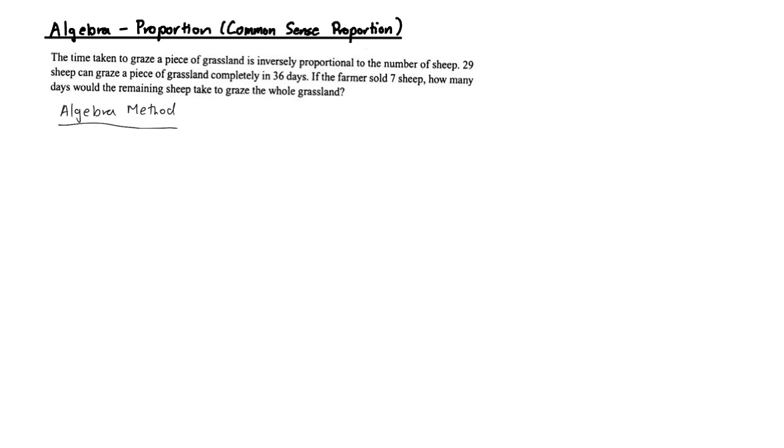The time taken to graze a piece of grassland is inversely proportional to the number of sheep. So the time is inversely proportional to the number of sheep. So I form the equation T equals K over S. Then I go on and say that 29 sheep can graze a grassland completely in 36 days. So when sheep equals to 29, time equals to 36. So you form the relationship 36 equals to K over 29. K will be 36 times 29. Okay, and that will be 1044.